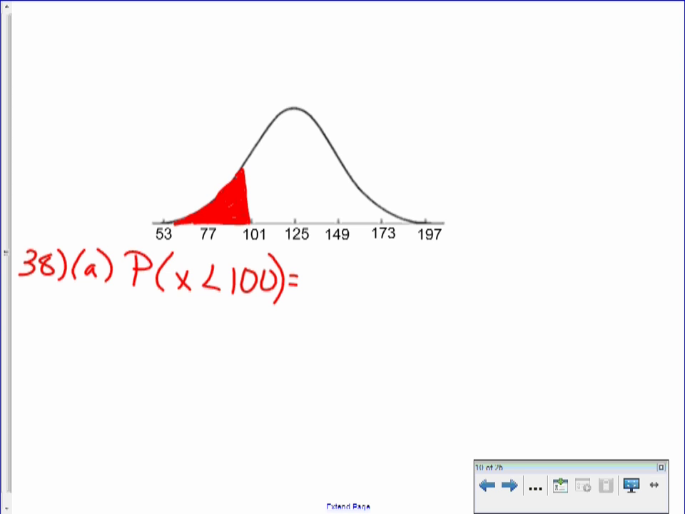Now at this point we need to figure out what we need to look up on the table, because obviously the table doesn't have values like 100 and 125 and things like that. So we need to calculate the z-score for the value of 100 so we can figure out what we're actually going to look up on our normal table. So looking for 100, we have a mean of 125, and we have a standard deviation of 24.